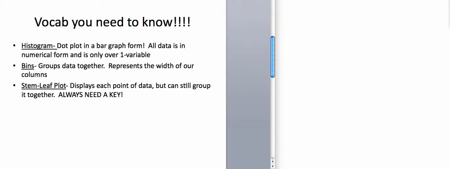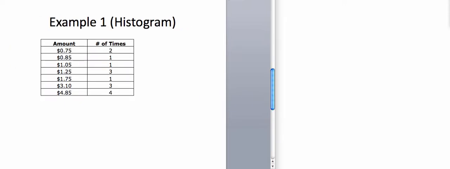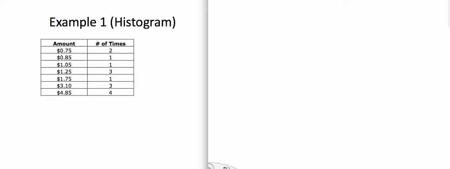Okay, so here is some data we need to know. Defining a histogram right here. Also defining bins. We'll talk about what those mean, and stem leaf plots. Okay, so let's get an example. I'm using the same example for both problems, so you'll see the same thing over and over.